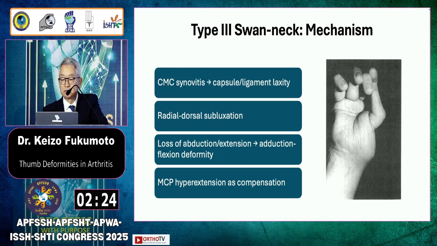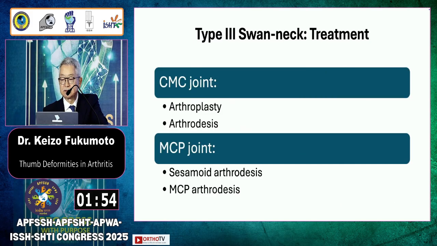Now let's move to type 3, the swan neck deformity. Here, the problem starts at the CMC joint. Synovitis loosens the capsule and ligaments, and the joint subluxates in the radial dorsal direction. This limits adduction and extension, so the thumb drifts into adduction and flexion. To compensate, the MCP joint hyperextends, especially during pinch.